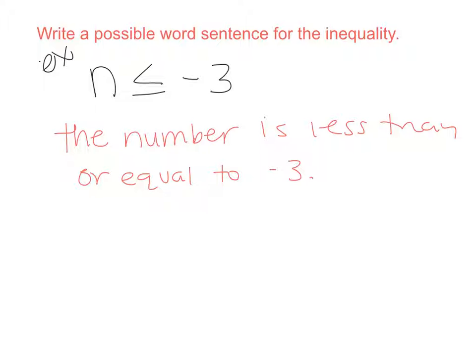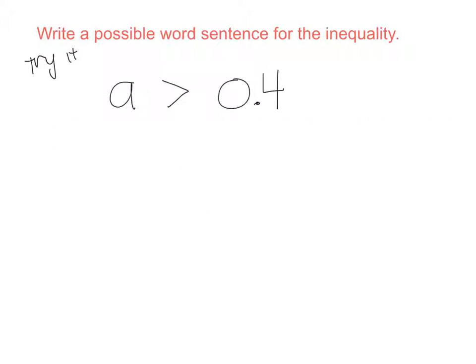I could have done this a different way. I could have even done this backwards and said -3 is greater than or equal to n, or the number, but make sure that whichever way you have it, it's the correct inequality. So if I was to reread this, the number is less than or equal to -3, gave me the same inequality, so we're good there. So here's an example for you to try. Write a possible word sentence for this inequality. I'm not going to read it because that can give you a hint. So go ahead and try it.